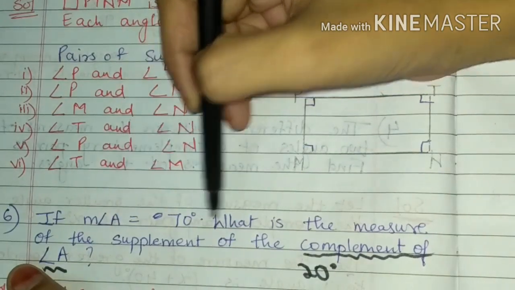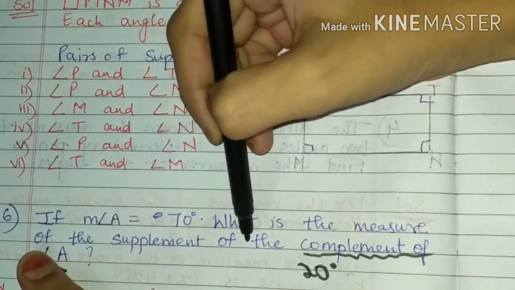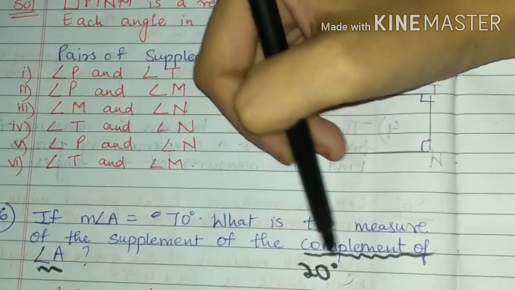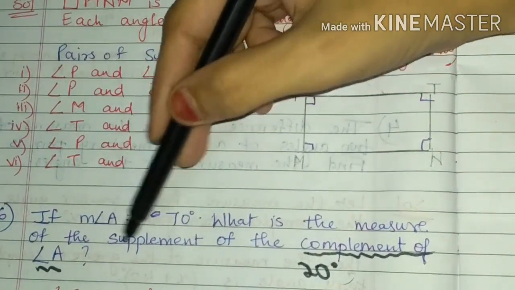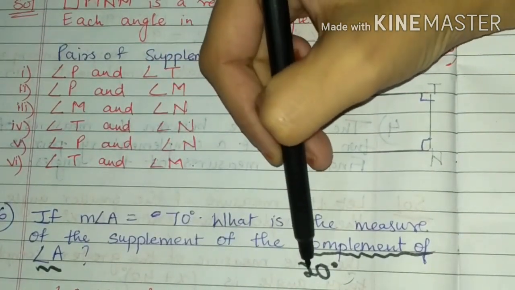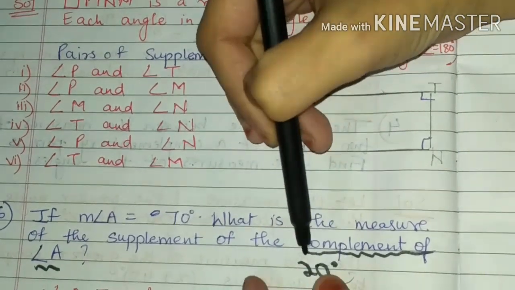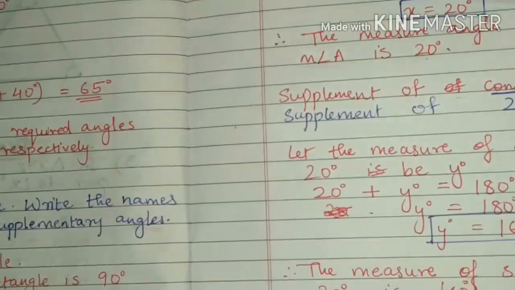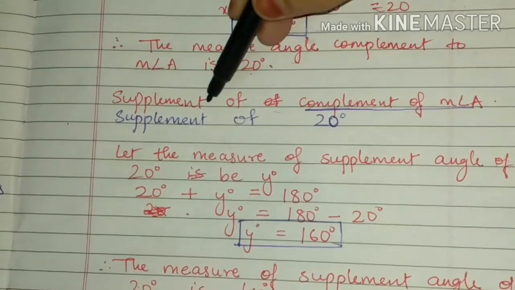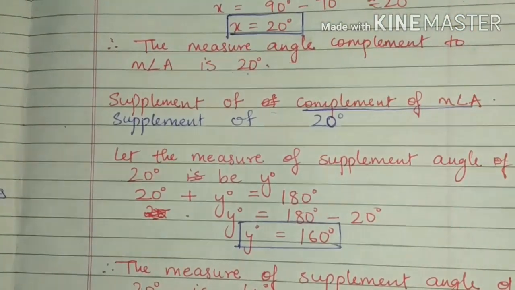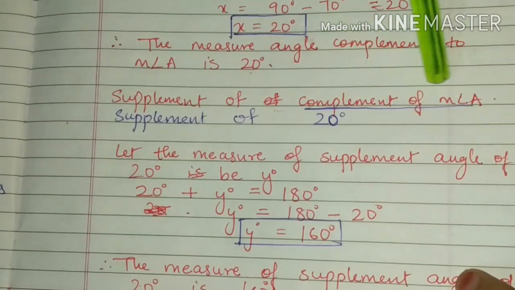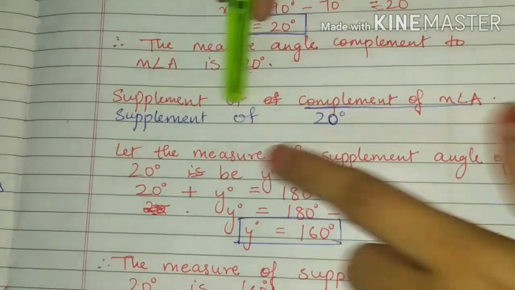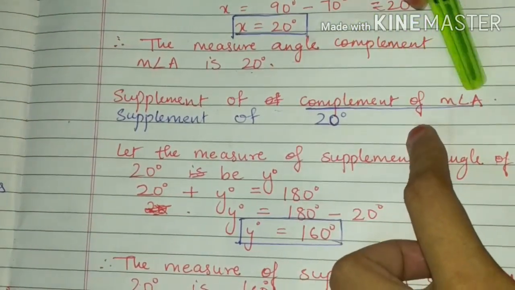If measure of angle A is 70, what is the measure of the supplement of the angle 20? As complement of angle A we get 20 degrees. So what is the measure of the supplement of the angle 20? That we have to find. Okay, so see what we have to find: supplement of complement of measure angle A. This supplement complement is confusing. Okay, so read it step by step. Supplement of complement of measure angle A.